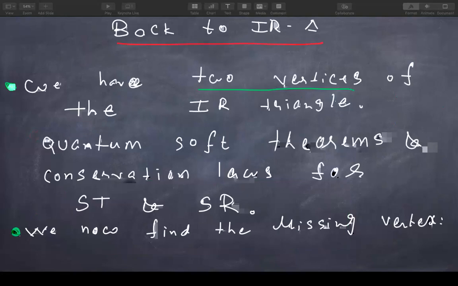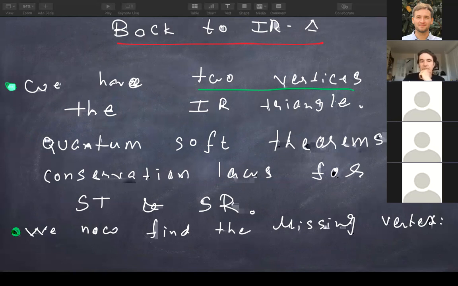So those are the charges. Now we have understood two vertices of the infrared triangle. One is the quantum soft theorem, and the other is these charges for the super translation and super rotation. And now we have to find the third missing vertex, which we call the memory effect or classical soft theorem. So maybe I stop here and see if there are any questions.